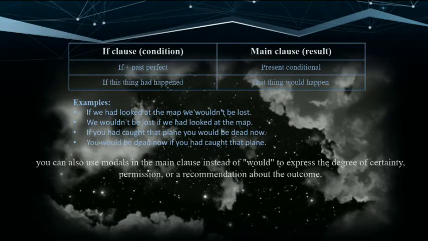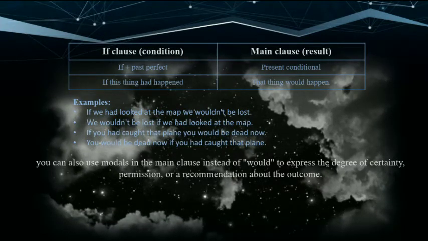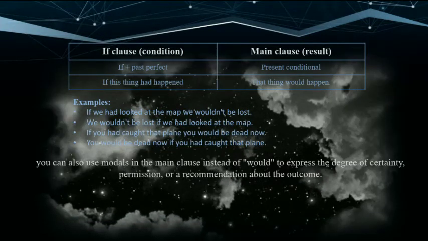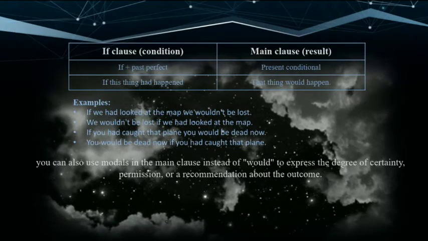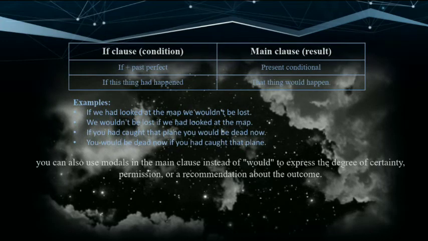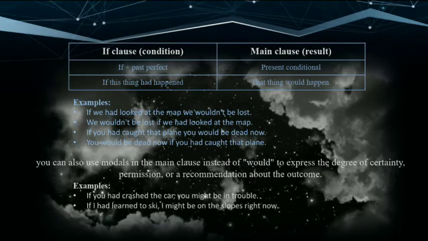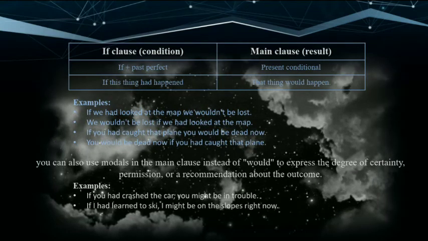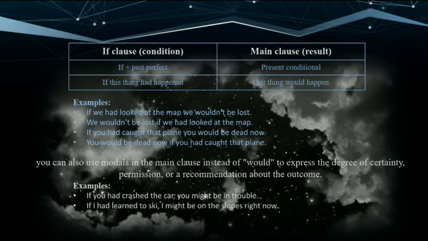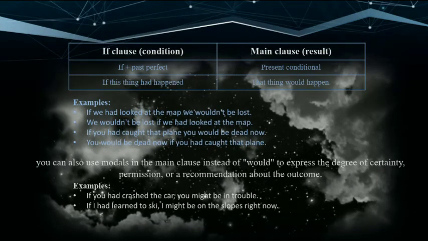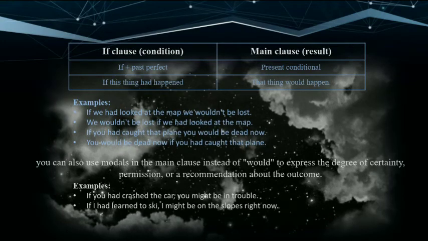You can also use modals in the main clause instead of would to express the degree of certainty, permission, or recommendation about the outcome. For examples, if you had crashed the car, you might be in trouble. If I had learned to ski, I might be on the slopes right now.